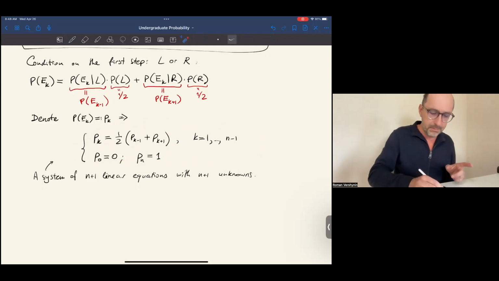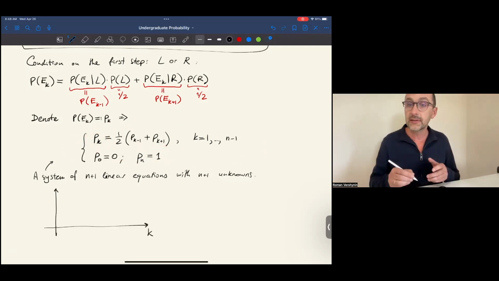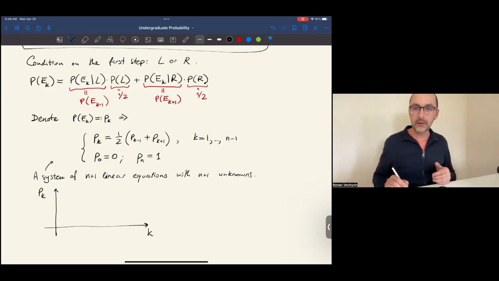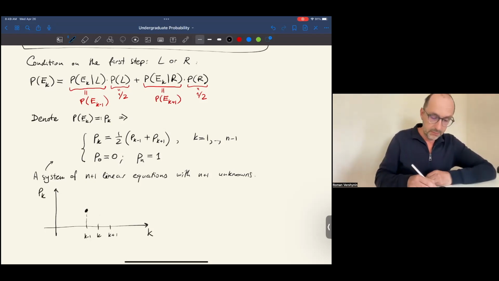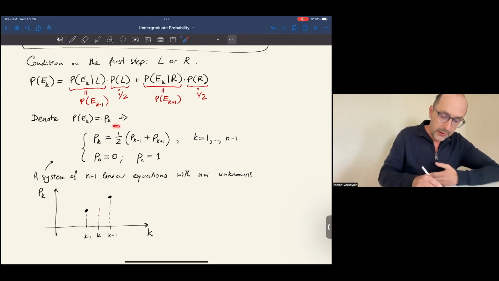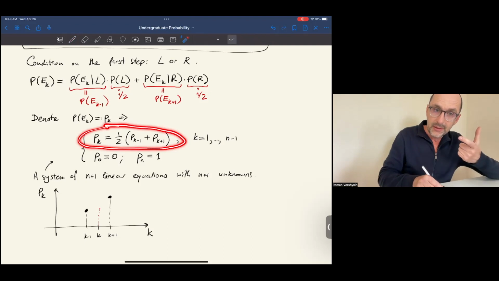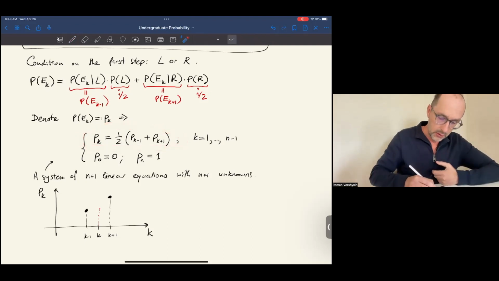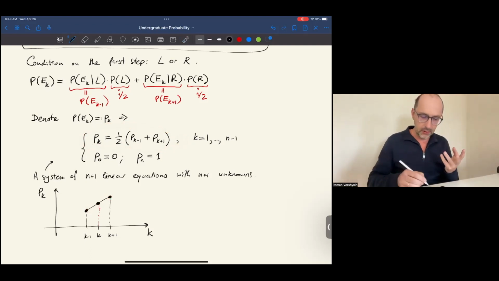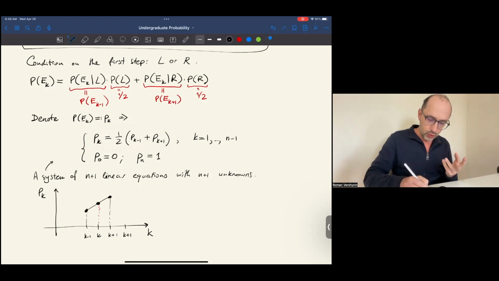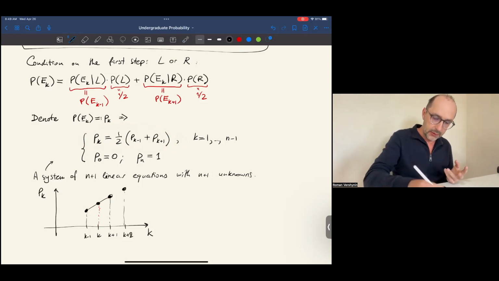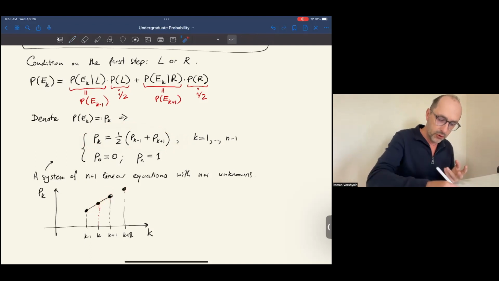It tells us that p_k is the midpoint between p_{k-1} and p_{k+1}. Let's plot p_k. The x-axis is k and the y-axis is p_k. If this is p_{k-1} and this is p_{k+1}, where is p_k? According to this equation, p_k will be the midpoint of the interval that joins p_{k-1} and p_{k+1}. But that happens for any triple. So I can do p_{k+2}, for example, and that point must be the midpoint between these two.